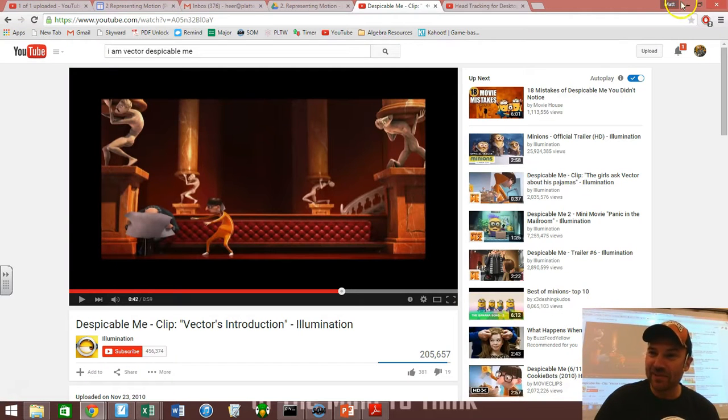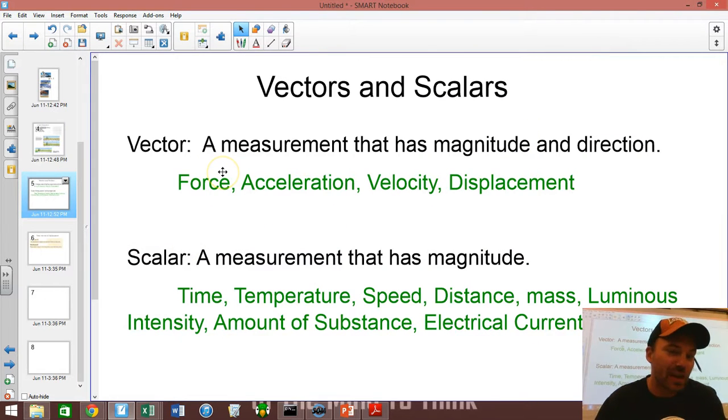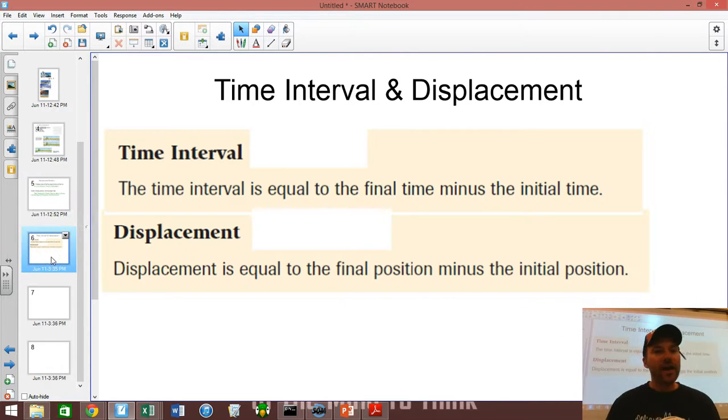Direction and magnitude. And it's commonly referred to by an arrow. When we talk about forces, we're going to be drawing arrows to represent which direction. The larger the arrow, the more the force. The direction of the arrow is what direction it's applied. The last two are time interval and displacement.